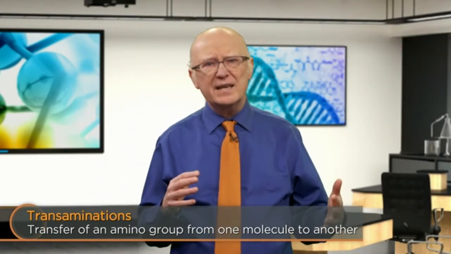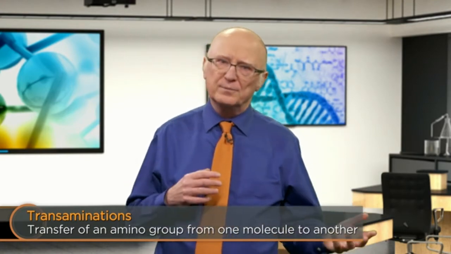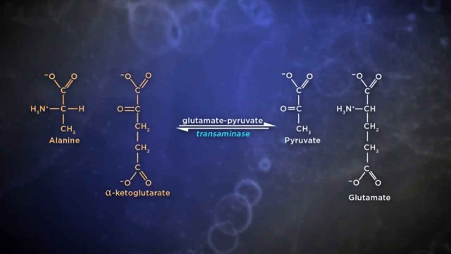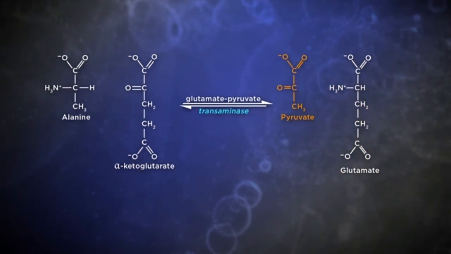The first reactions are transaminations, that is, the transfer of an amino group from one molecule to the other. The amine group transfers commonly involve glutamate as a donor or acceptor molecule. These reactions are catalyzed by enzymes called aminotransferases. For example, alanine can transfer its amino group to alpha-ketoglutarate, making glutamate and pyruvate.